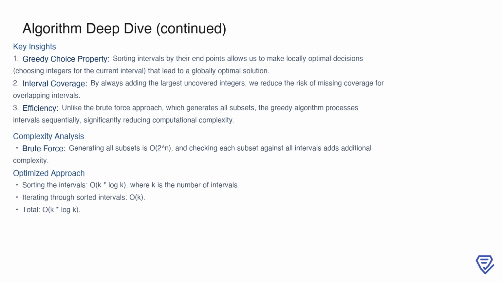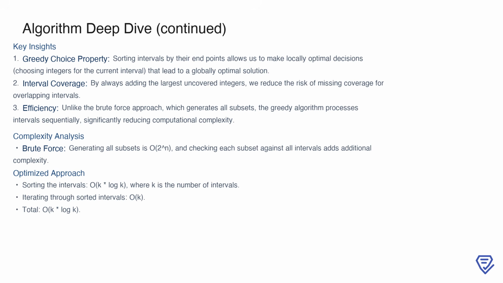Sorting intervals by their endpoints is crucial here, as it allows us to address intervals systematically. Second, by focusing on adding the largest uncovered integers within an interval, we reduce the risk of missing coverage for overlapping intervals. This approach ensures that our choices not only satisfy the current interval but also potentially help with subsequent intervals. Finally, the efficiency of the greedy algorithm stands out.